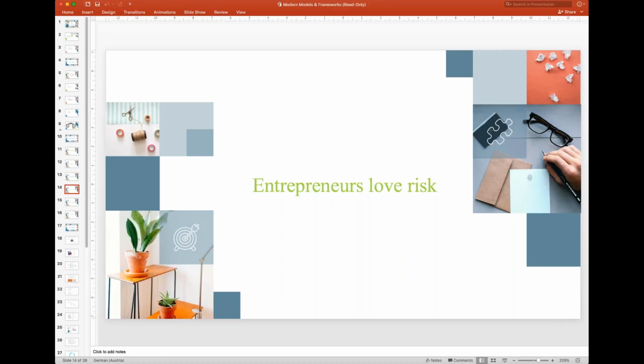Entrepreneurs love risk. I guess this one really depends on how you read it and how you visualize it, because entrepreneurs take a lot of risk, but I haven't yet met one who loves risk. There's a huge difference between loving risk and being risk tolerant. And there is a lot of risk in entrepreneurship. Venture capital is all about risk, high reward.